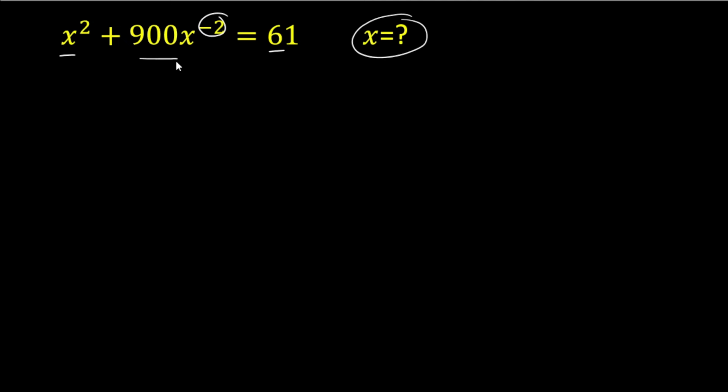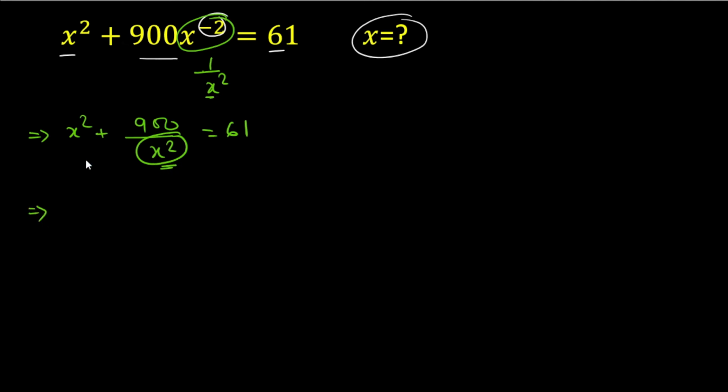So friends, for solving, first of all we'll convert this x raised to the power negative 2. We can write it as 1 over x square. So now we'll write this equation as x square plus 900 divided by x square, and that is equal to 61. Now from the denominator we have x square. For removing this x square, we'll multiply both sides by x square.